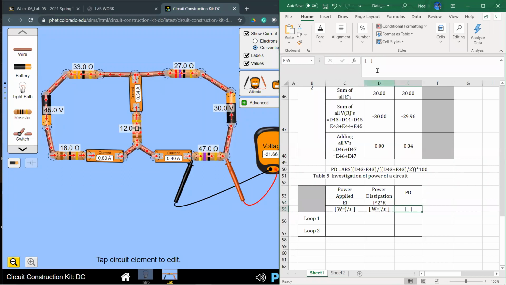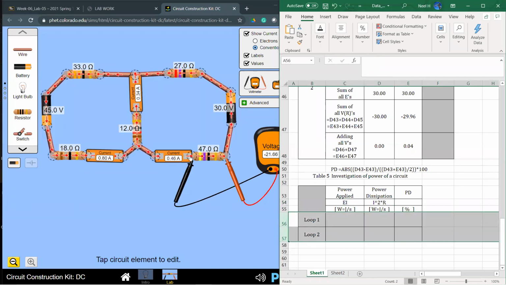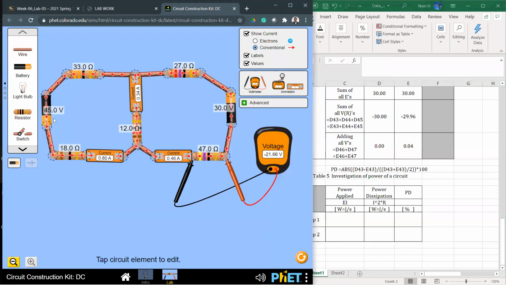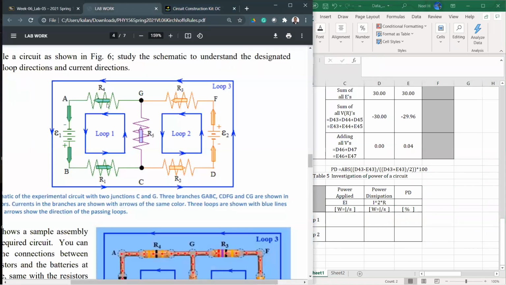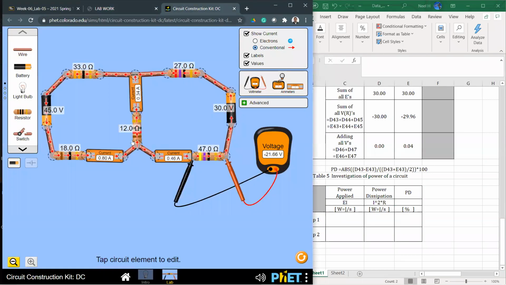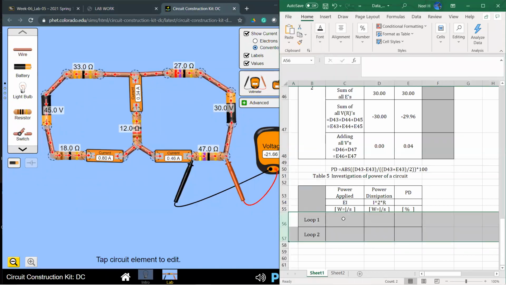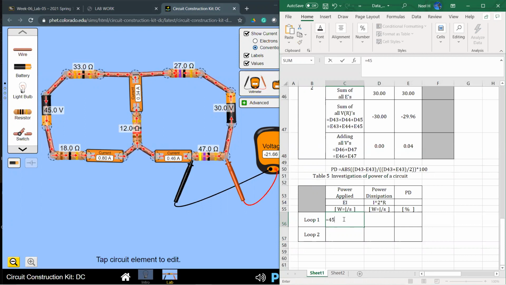Then we'll check the comparison between those two, the percentage difference again. Let's do that for loop number 1. If I go to loop number 1, the only voltage, with the current passing through, is the red arrow, the green arrow, right? That green arrow is I1. I1 we know is 0.80, and the voltage is 45. So for loop number 1, the power supplied is equal to the voltage, 45, multiplied by the current, 0.80.